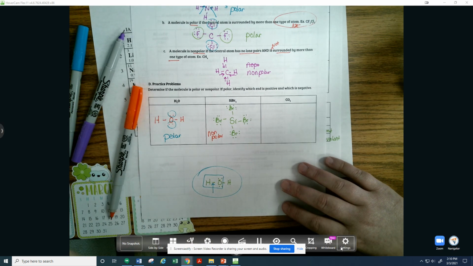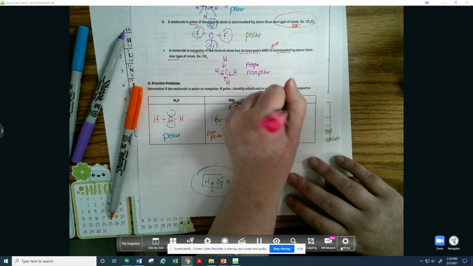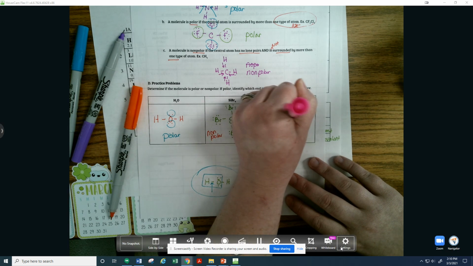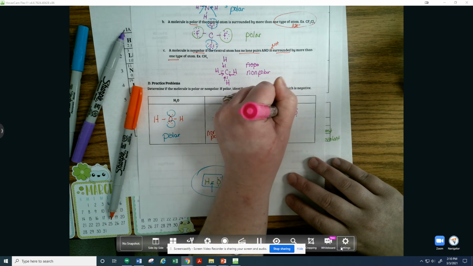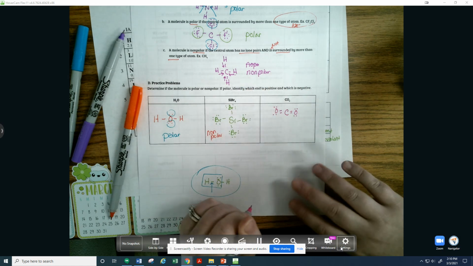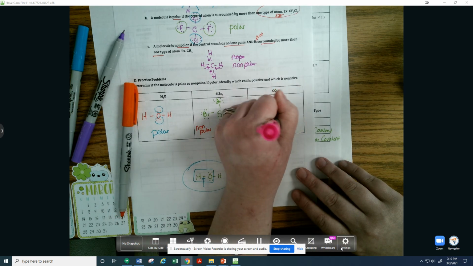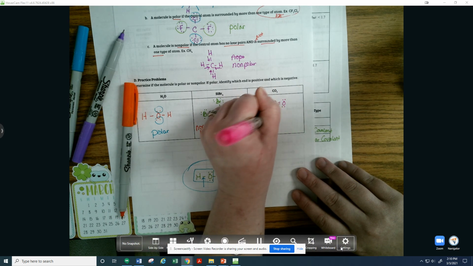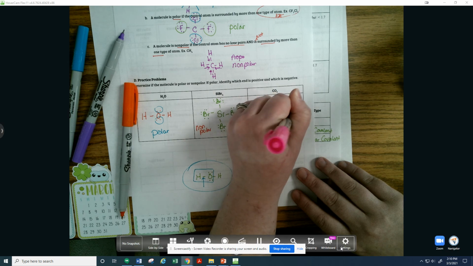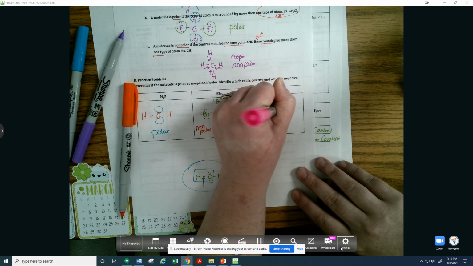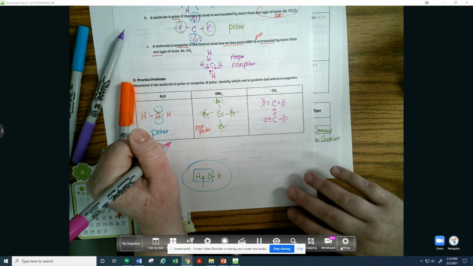The last one is CO2. CO2 has a couple of options for the Lewis structure. The one that gets drawn most frequently involves a double bond on each side. Just so you know, there is a resonance structure. The other way you can draw this involves one of the oxygens being triple bonded, one of them having a single bond. Both are correct. Both get you the same answer.